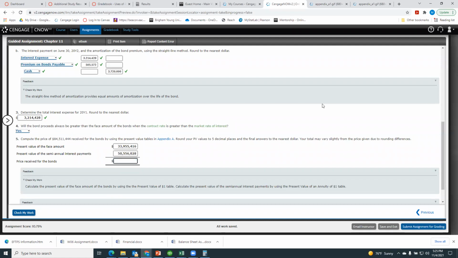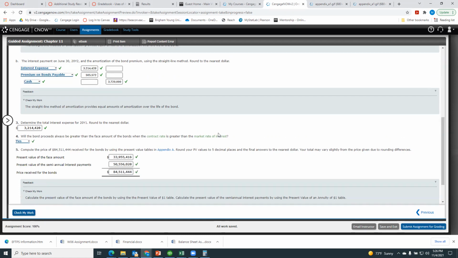And then hopefully the two of those together will add up to 84,511,443. Oh, 0.6, so 84,511,444, which does match up with what the price was. We should be good. We are. I hope that helps. I hope that you can kind of walk through that process and understand the basic concepts, at least, of bond pricing.